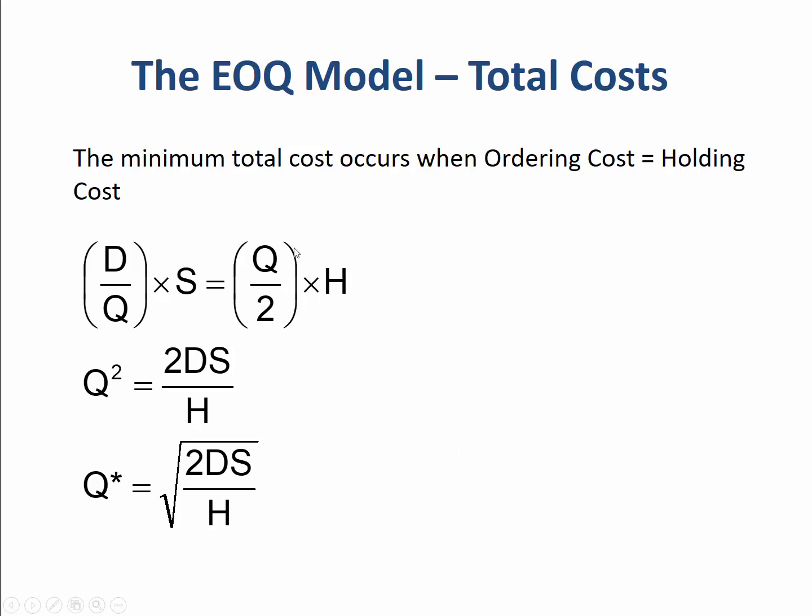So this slide here shows you the calculation. I set those two costs as equal. That's the setup cost, that's the holding cost. I extract the quantity. So I have Q squared is equal to 2DS divided by H. And finally, I solve for Q, and Q would be equal to the square root of 2DS divided by H. That's the EOQ quantity. That's the quantity that is going to allow me to minimize my costs.